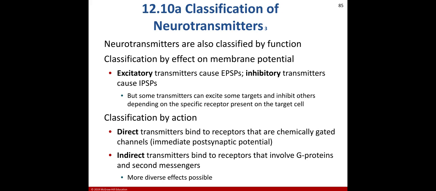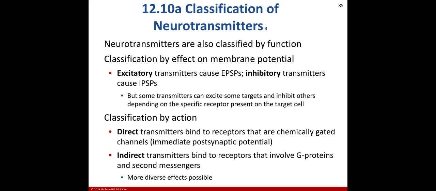Neurotransmitters are classified by their function. Classification by effect on the membrane potential is one way. So, excitatory transmitters cause EPSPs, inhibitory cause IPSPs. Some transmitters can excite some targets and inhibit others, just depending on the receptors. So you don't have to get into that too much, but just know some can do both things.